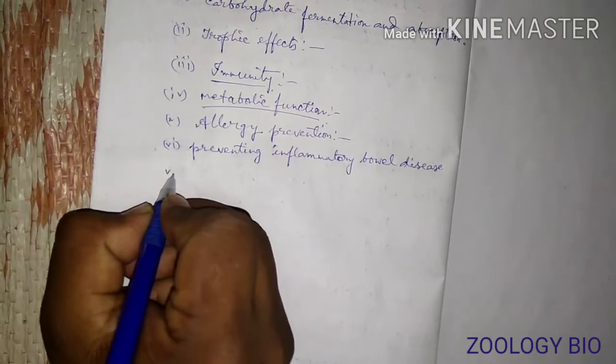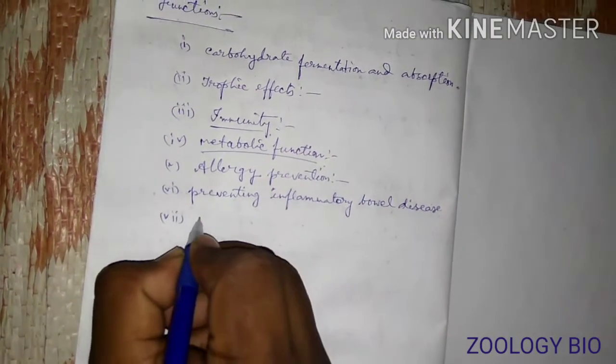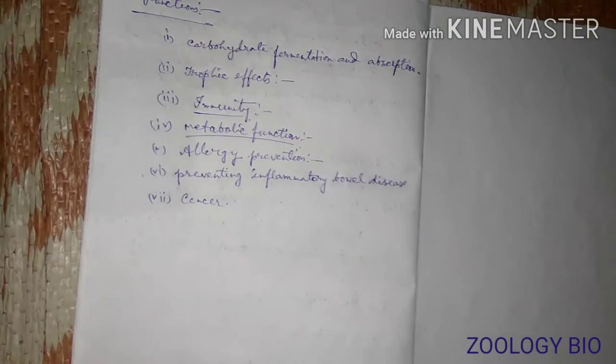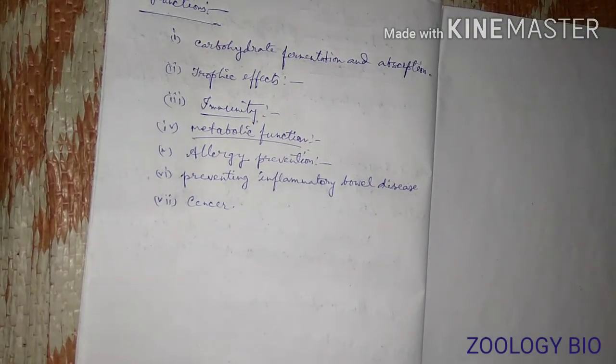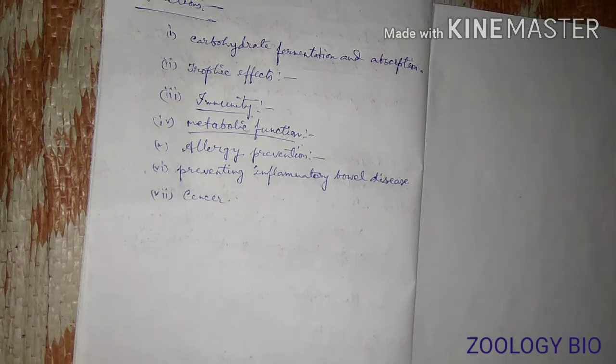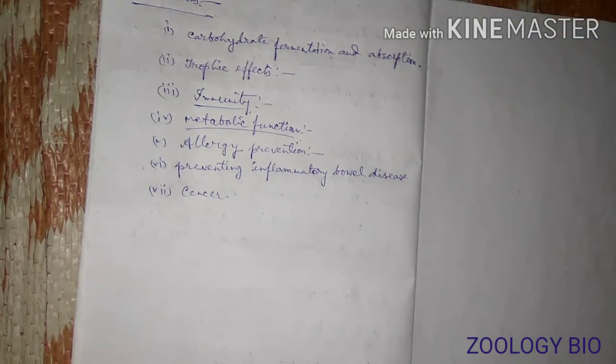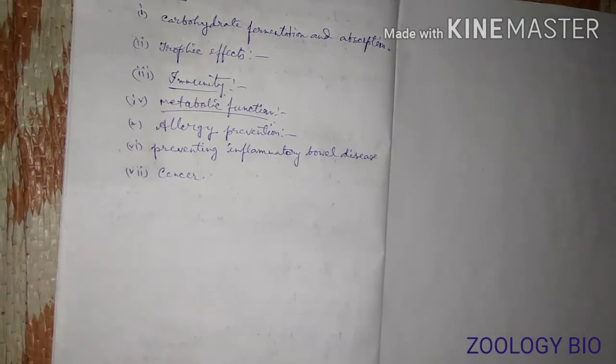Cancer. Bacteroides and Clostridium are associated with an increase in tumor growth rate, while Lactobacillus and Bifidobacteria are known to prevent tumor formation.